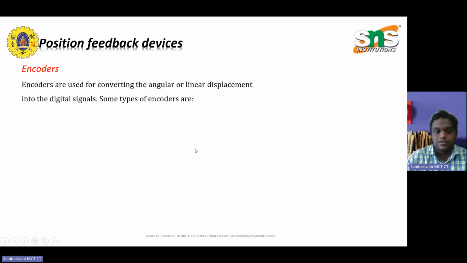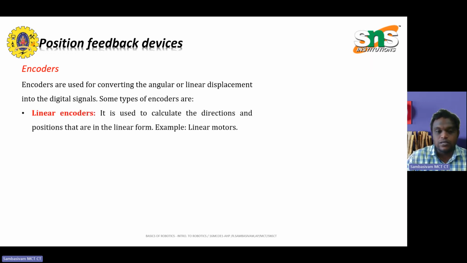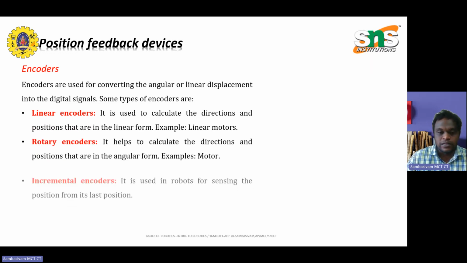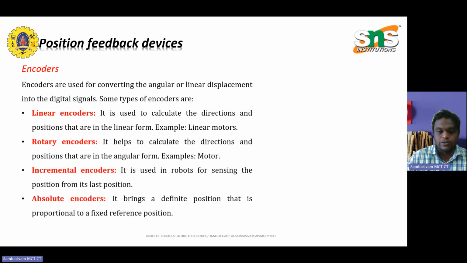So the first position feedback sensor is the encoder. Normally everybody knows encoders are used for converting angular or linear displacement into digital signals. Some examples of types of encoders are linear encoders, second, rotary encoders, and third, incremental encoders and absolute encoders.